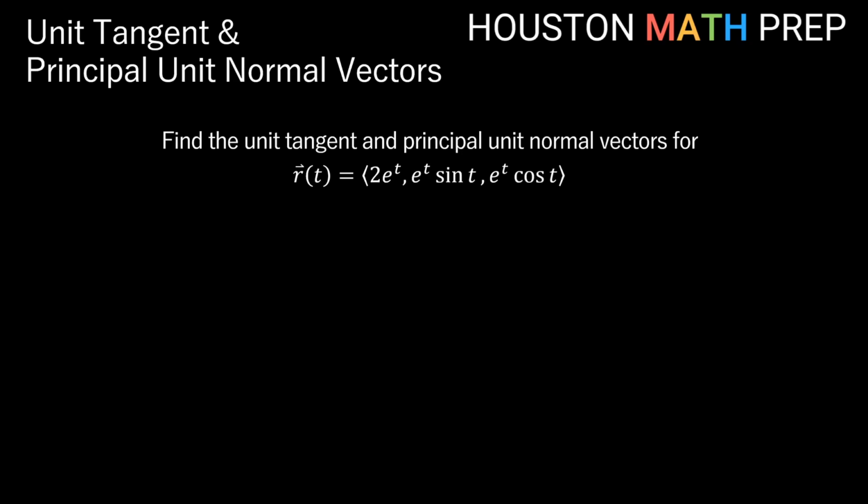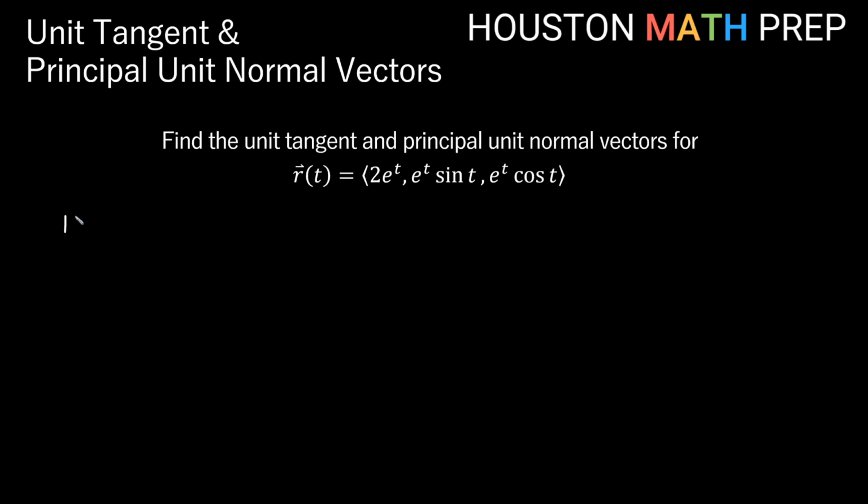This one is a little more calculation heavy than the previous one. This will give us a good example of how sometimes when working these, a lot of the calculations need simplifying along the way. We're going to find the unit tangent and the principal unit normal vectors for this vector valued function, 2e to the t, comma, e to the t sine t, comma, e to the t cosine of t.